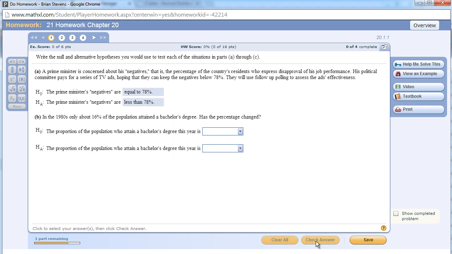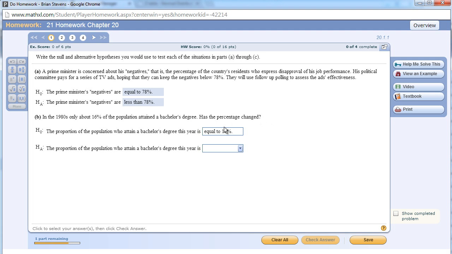Going down to the next one, in the 1980s, 16% of people obtained a bachelor's degree. So we want to see if that's changed. To test this, we will start out by assuming it is still equal to 16%. Because let's show evidence that it's changed. So with this in mind right here, let's put equal. And people would say, well, wait, it's probably gone up.